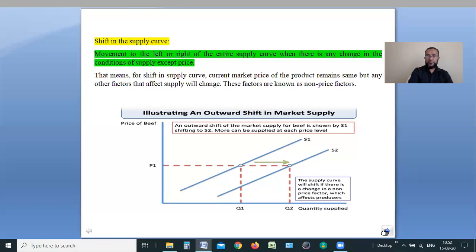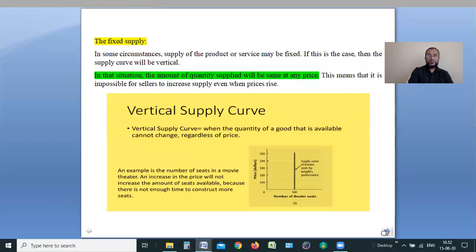Okay, now let's move to the last topic in this chapter, the fixed supply curve. Sometimes, in circumstances, supply of the product or service may be fixed. If this is the case, then the supply curve will be vertical. In this situation, the amount of quantity supplied will be the same at any price. This means that it is impossible for sellers to increase supply even when prices rise.